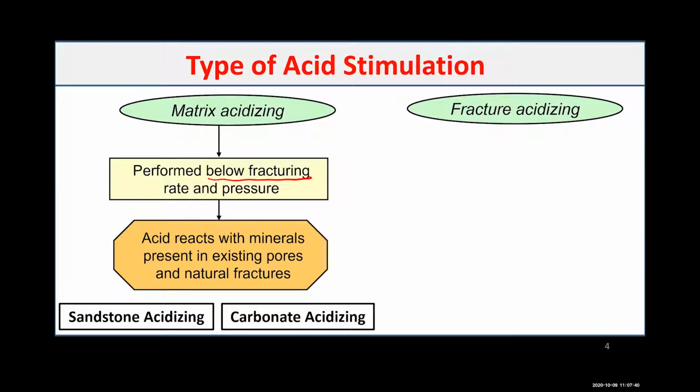And what will happen, the acid will react with the pores and the natural fractures that exist. However, it will not create additional fractures. It will just dissolve the pores and improve your porosity and permeability. And for matrix acidizing, we have two types of treatment, depending on the formation type: one called sandstone acidizing, and the other called carbonate acidizing.